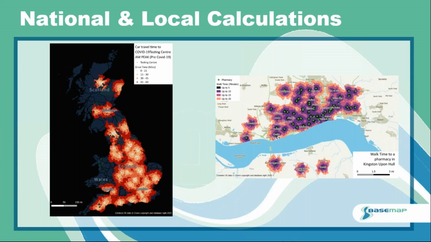And on the right, a slightly more local version where we're looking at access to pharmacies for people that live in this particular area of Kingston upon Hull. And again, that allows local authorities to plan to meet the needs of those who are shielding or require extra support during the pandemic. So it's been a really useful tool for them to support people in this terrible disease that's going around the world.